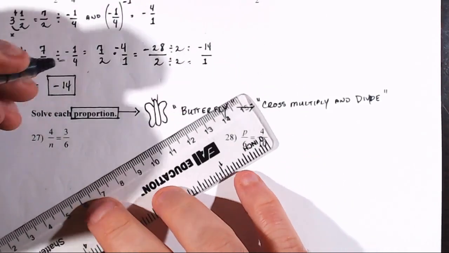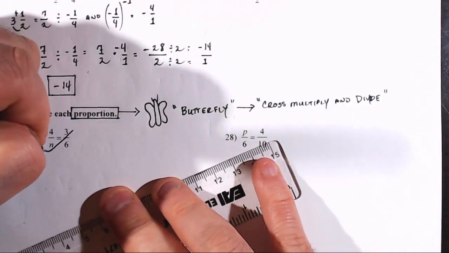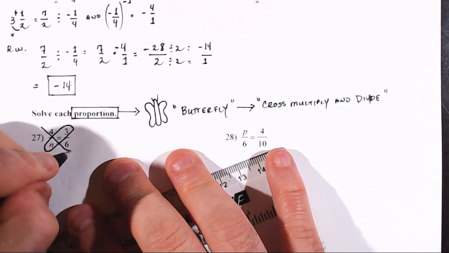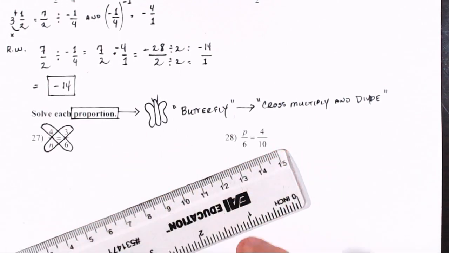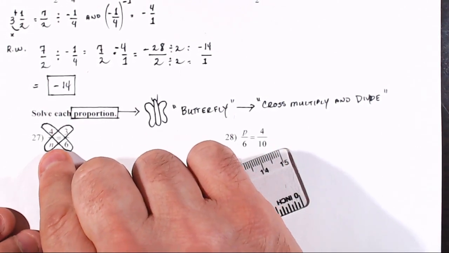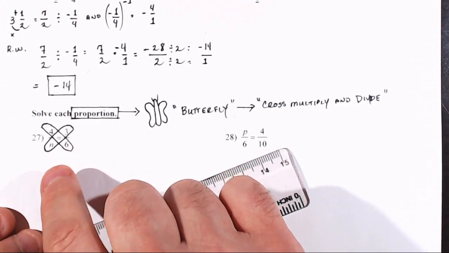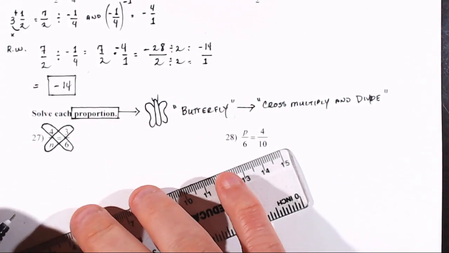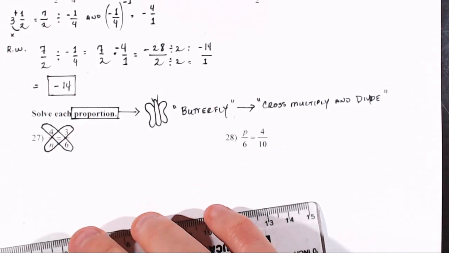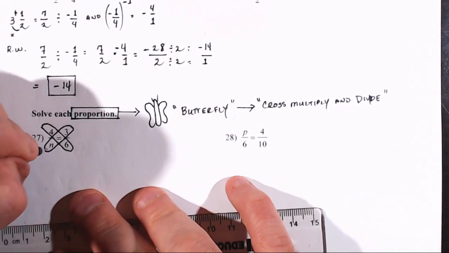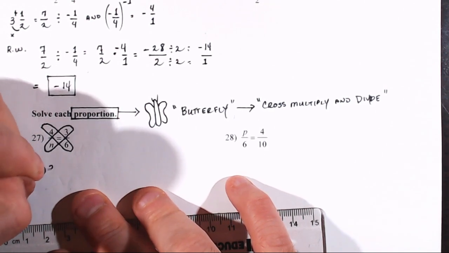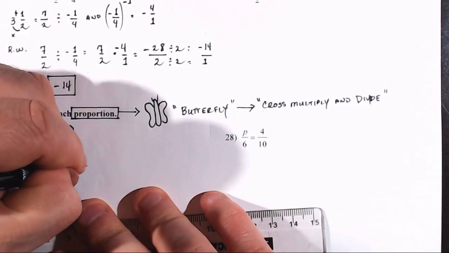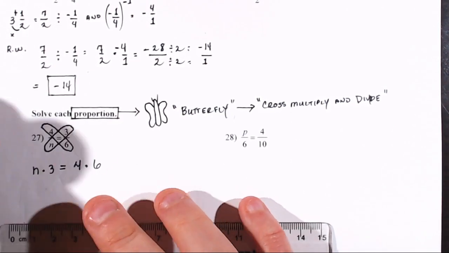Well, what people tend to do is they tend to draw this shape on their problem to make kind of a butterfly. And what it's telling you to do is to cross multiply, across diagonally, and then divide by any number. So we'll cross multiply and divide, or perform butterfly. And so I've got here n times 3 equals 4 times 6. So let's simplify that down.